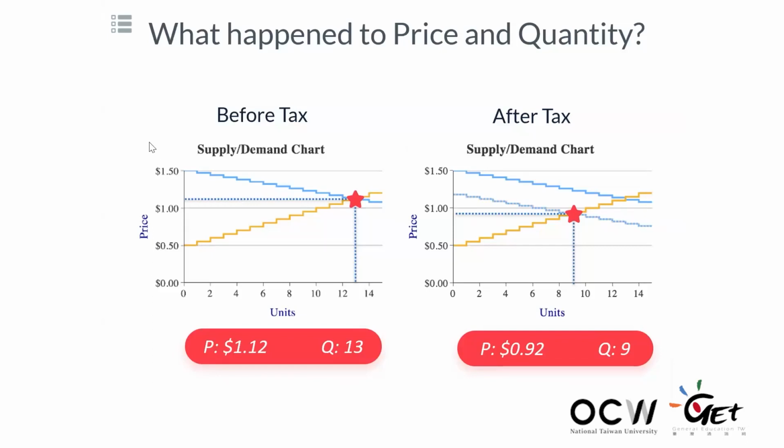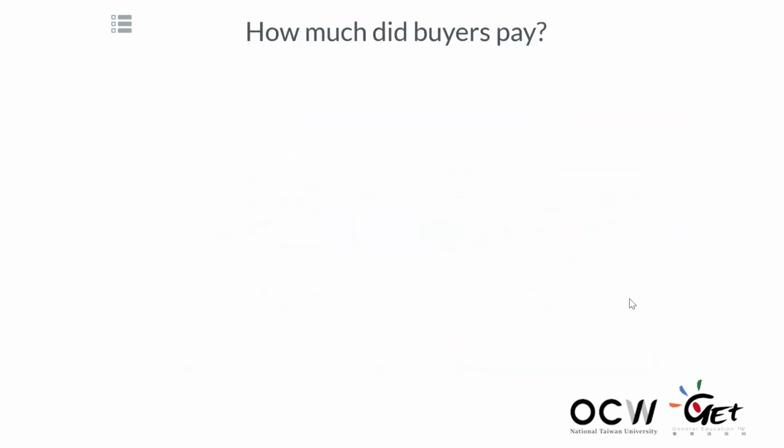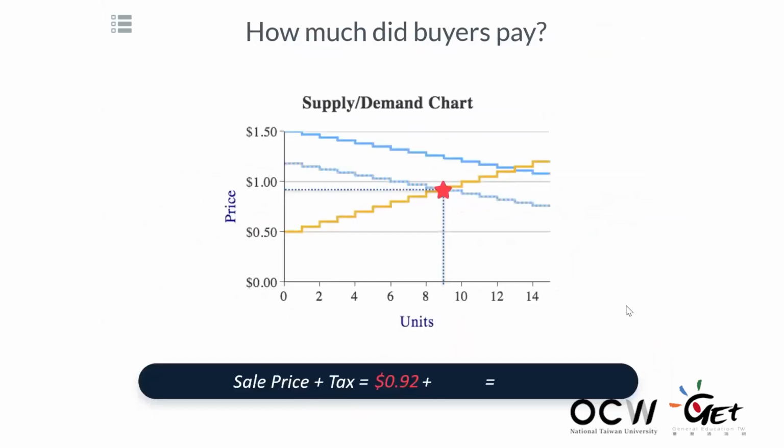On the left, the first graph here is before tax. The equilibrium price is 112 and the equilibrium quantity is 13. That's the default setting. But then after tax, you're shifting the demand curve down by the tax amount of 32 cents. Equilibrium price drops to 92 and equilibrium quantity is 9 units. And how much did the buyers actually pay? Well, the buyers bought at 92 cents, but then they have to pay the tax of 32 cents. So a total of 124.